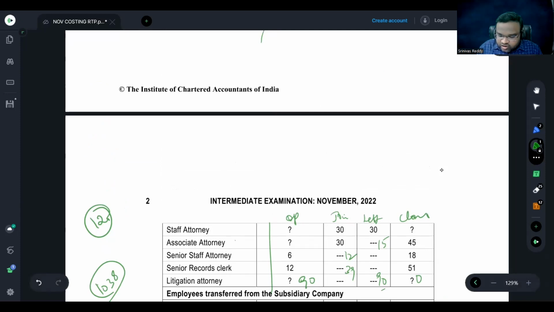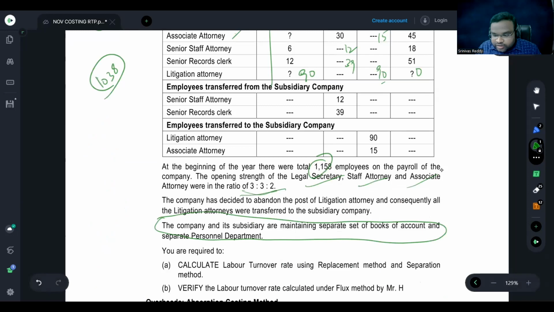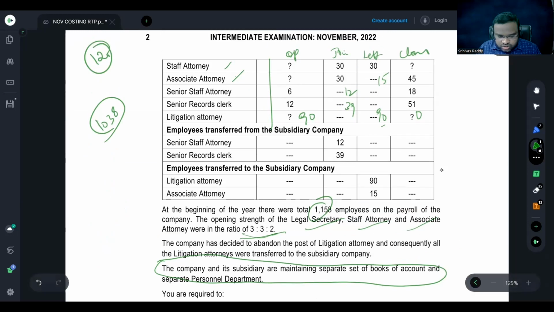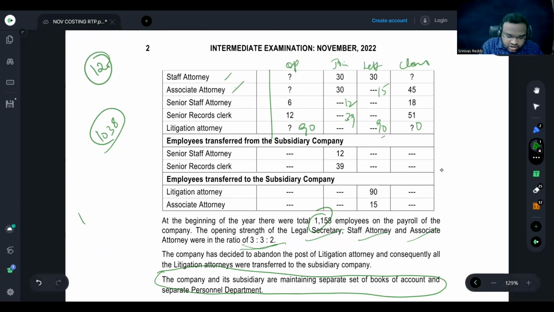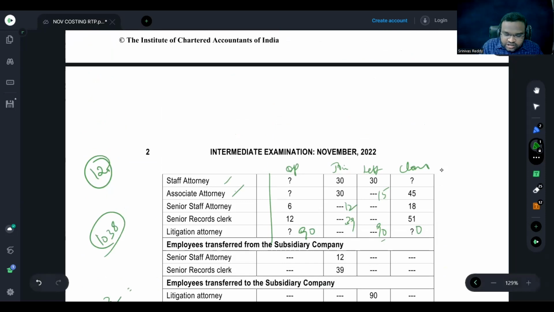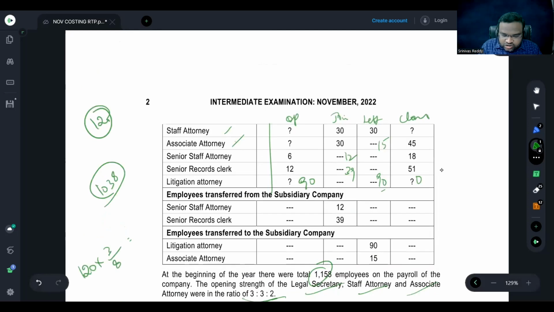Legal secretary, staff attorney, associate attorney. It is in which ratio, ma'am? 3 is to 3 is to 2. Now the total 120 should be in the ratio of 3 is to 3 is to 2, meaning 3 by 8. 120 into 3 by 8 is 45, so my legal secretary is 45. Staff attorney is 3 is to 3, so 45. Associate attorney is 120 into 2 by 8, which is 30.